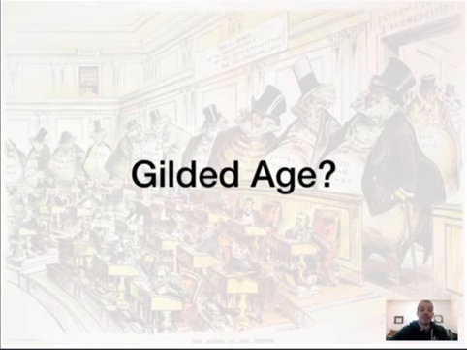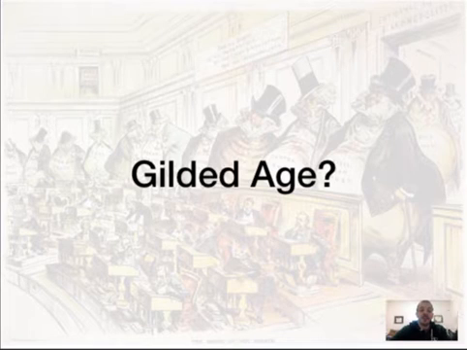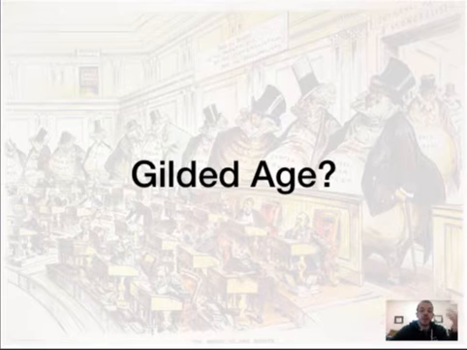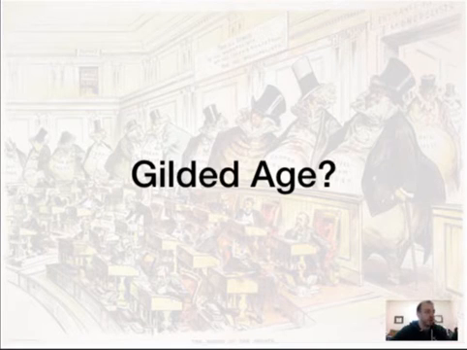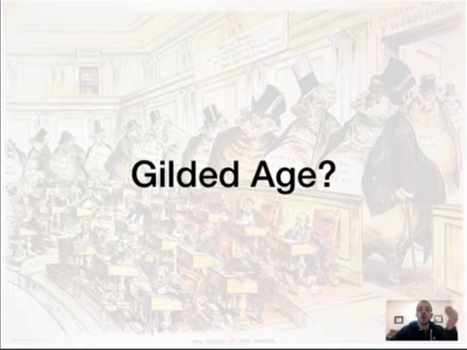This time period after the Civil War is called the Gilded Age because on the surface, it looks very, very prosperous. There's a rising gross domestic product. The total output of all the goods and services produced in America increases dramatically. Corporate profits are on the rise. Corporations are doing well.